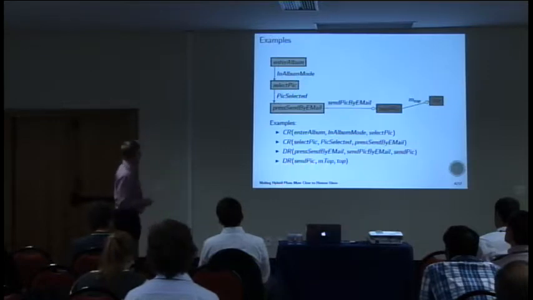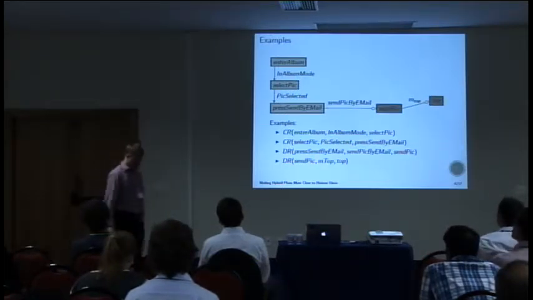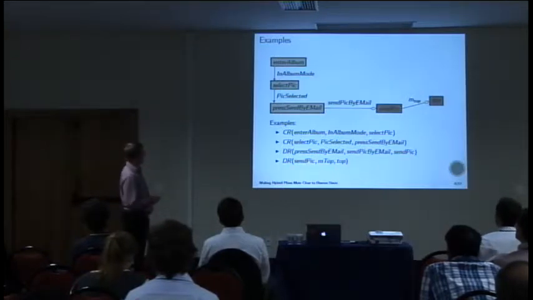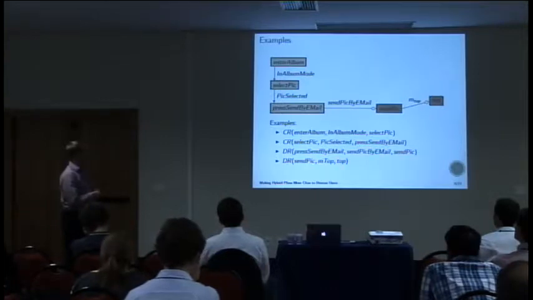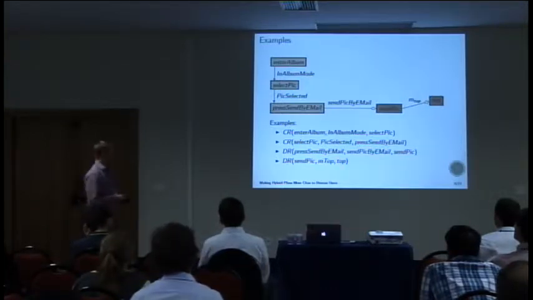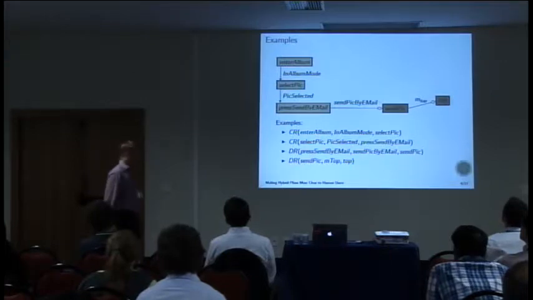So I will give some examples. So this is a small excerpt from my running example. And so here we have, for example, a causal link between enter album and select pick over this precondition in album mode. So therefore we simply get an atom with enter album, album mode, and select pick as arguments over this predicate symbol CR. So this is very simple.